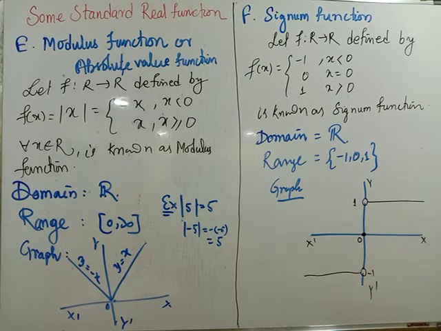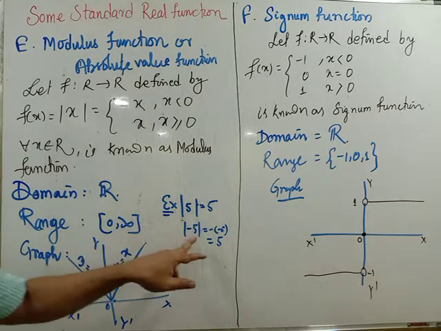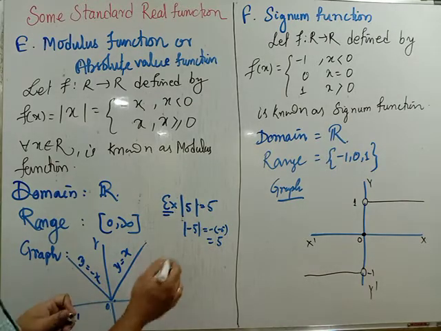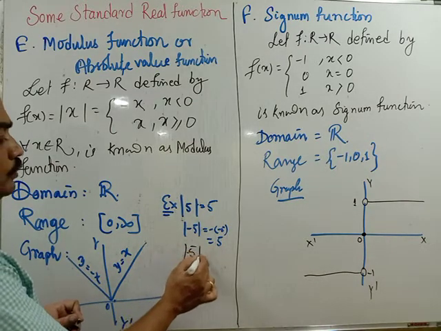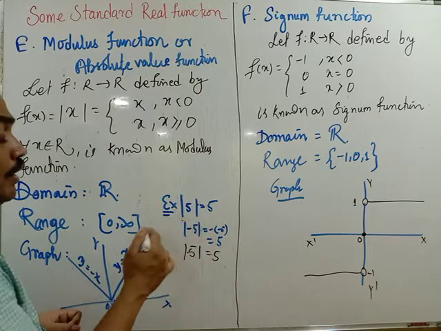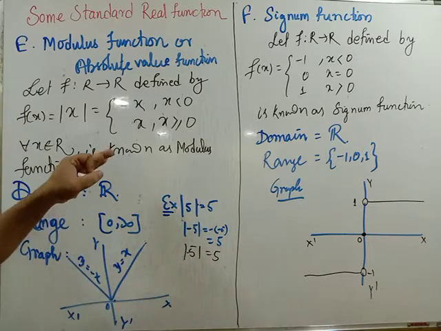Now the next type is the modulus function or absolute value function. We have already studied this in lower classes, not in terms of function, but we know, for example, the modulus of minus 5. We used to write 5 directly. How has that come? Now the definition is here.